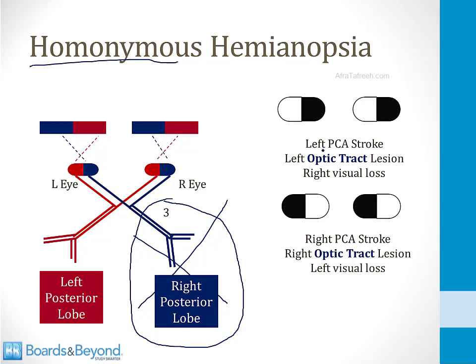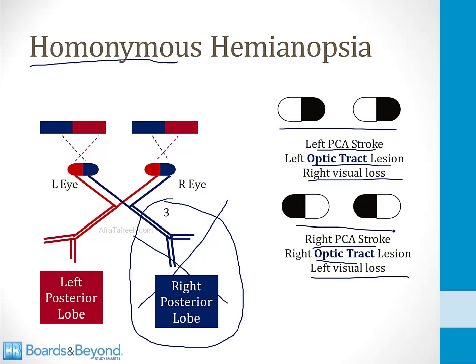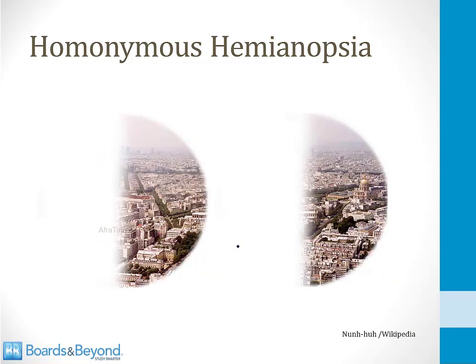This can occur if there's a left PCA stroke that damages the occipital lobe or a lesion to the left optic tract. This will result in visual loss on the right side of both visual fields, as I've shown at the top side of the screen. If either of those problems, a PCA stroke or optic tract lesion, occurs on the right side of the body, that will lead to left visual loss, as I've shown here at the bottom. And this is a picture of what homonymous hemianopsia looks like to a patient. They can perceive the right side of their world in both eyes, but the left side of the world in both eyes is lost in this example.